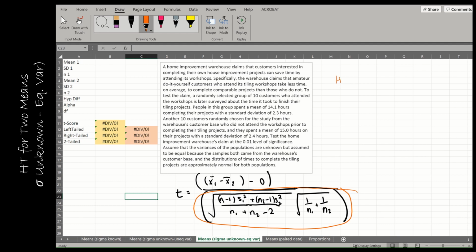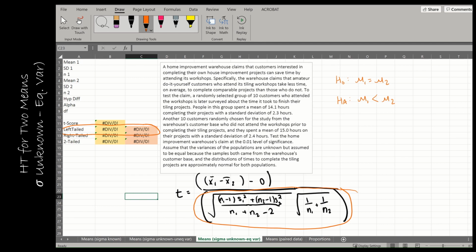So we're going to assume that the null hypothesis is that the two groups will spend the same average time tiling. The alternative hypothesis is that the first group, the group that goes to the workshop, will spend less time tiling. So I'm going to be looking at a left-tailed test.